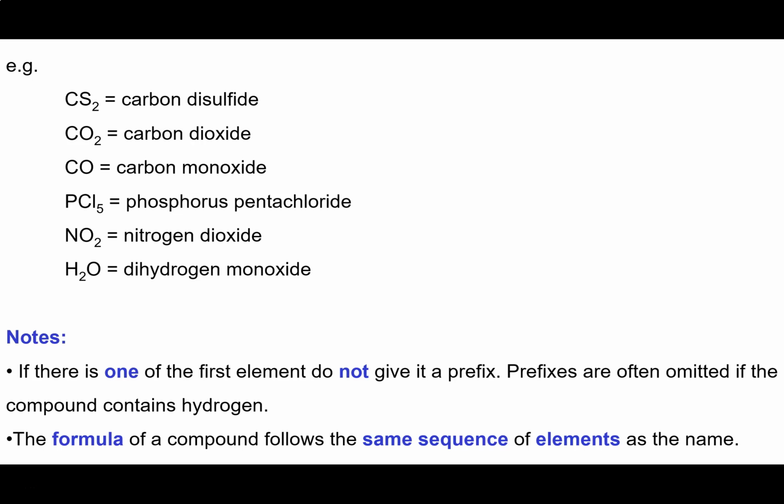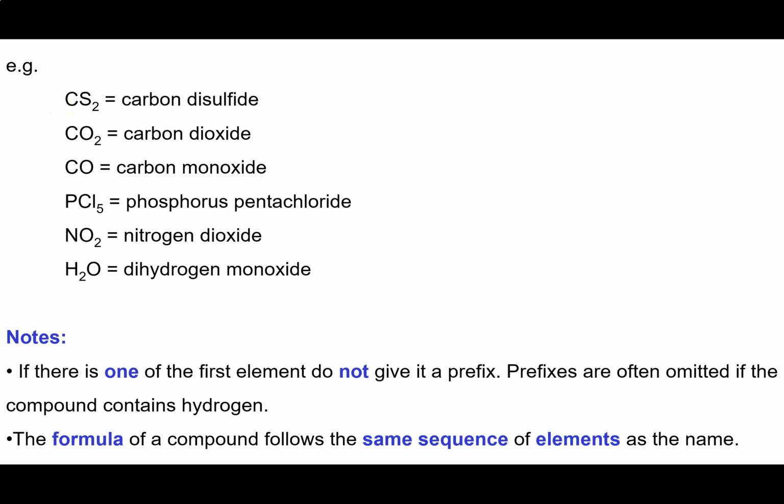Okay, so let's have a look at some of these rules in action, and you'll see some of the exceptions that we have. So the first exception is that we don't ever put mono when there's only one of the first element. In fact, mono is often excluded. We'll talk about that in a moment. So no mono if there's one of the first element.